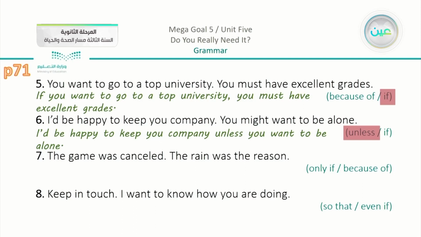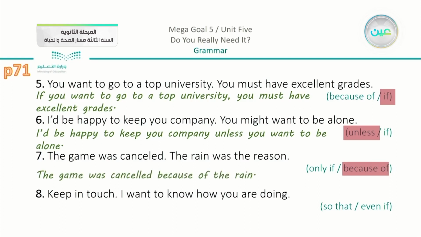Number 7, the game was canceled. The rain was the reason. So I'm showing that there is a reason here. That's why I'm going to choose because of. So the linking sentence will be, the game was canceled because of the rain. Now you can see that there is also a kind of shortening in these sentences that we did.